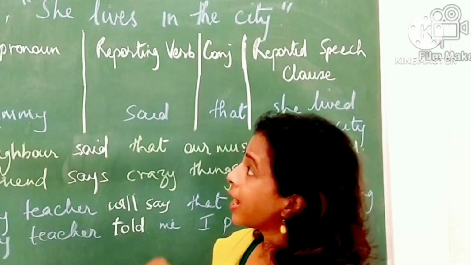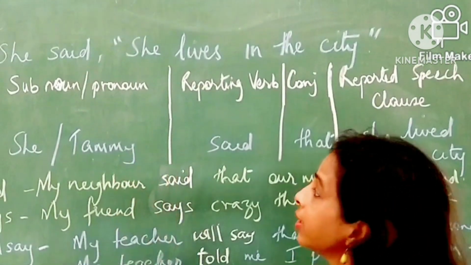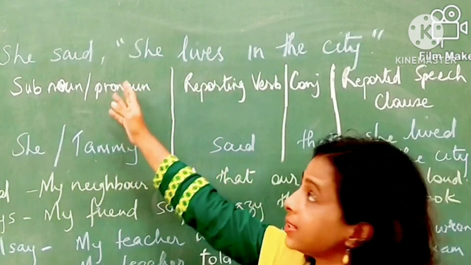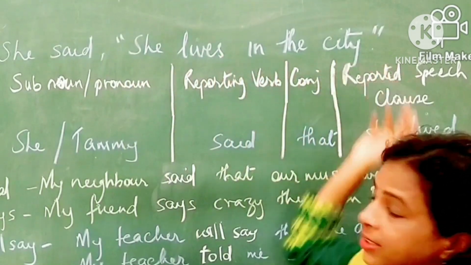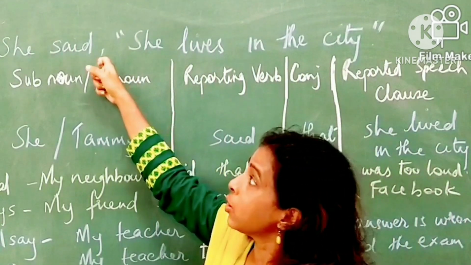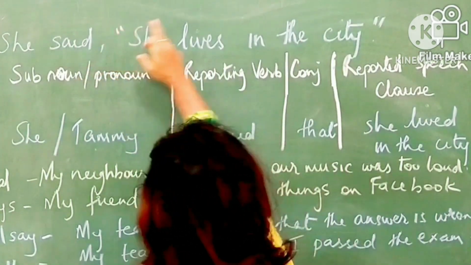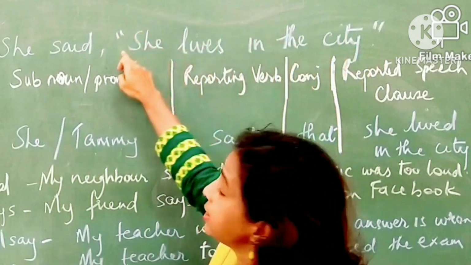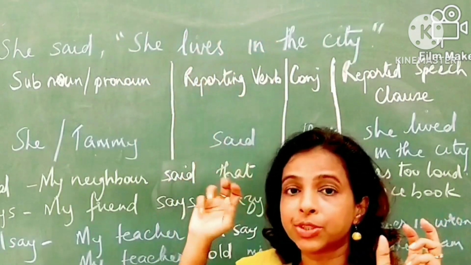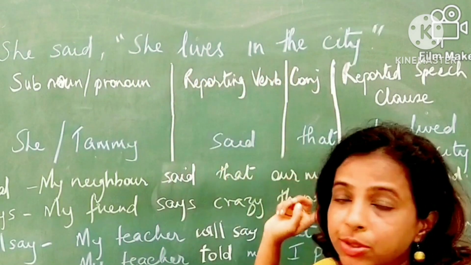Now, let's look at the board. Here you have a sentence. She said, "She lives in the city." You can see the comma here and you can see the inverted commas here. So, these are your inverted commas, which is in quote. So, this is your direct speech.